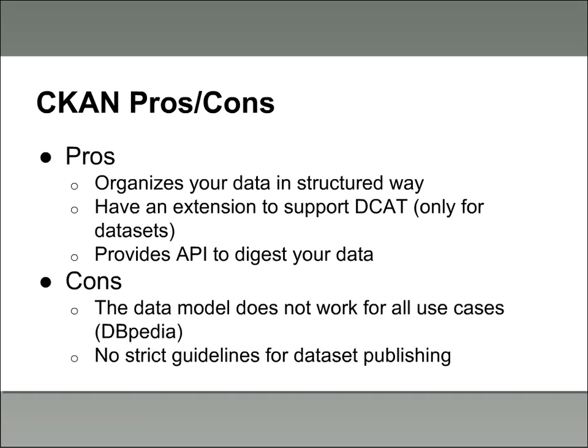DBpedia has quite a complex structure. For one version, it has around 173 data dumps. So we developed a special vocabulary to describe this dataset structure, and in the end we just published one file with the machine readable description of the dataset. And the second con is there are no strict guidelines for dataset publishing, and that means that everyone can publish their dataset as they want to. This makes automatic consumption quite challenging because there are no strict guidelines.